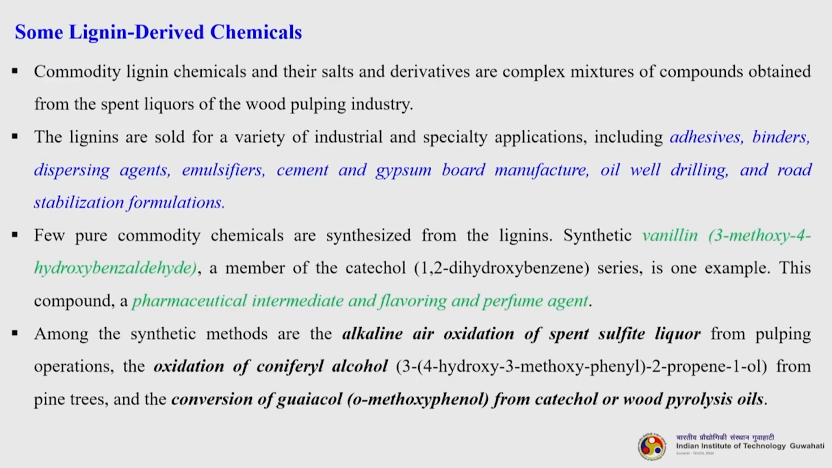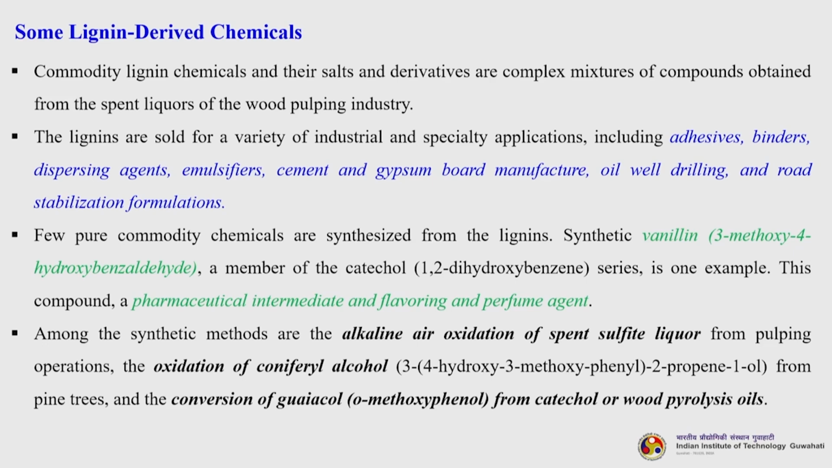Now, we will talk about some of the lignin derived chemicals. Commodity lignin chemicals and their salts and derivatives are complex mixtures of compounds obtained from the spent liquors of the wood pulping industry. The lignins are sold for a variety of industrial and specialty applications, including adhesives, binders, dispersing agents, emulsifiers, cement and gypsum board manufacture, oil well drilling and road stabilization formulation.